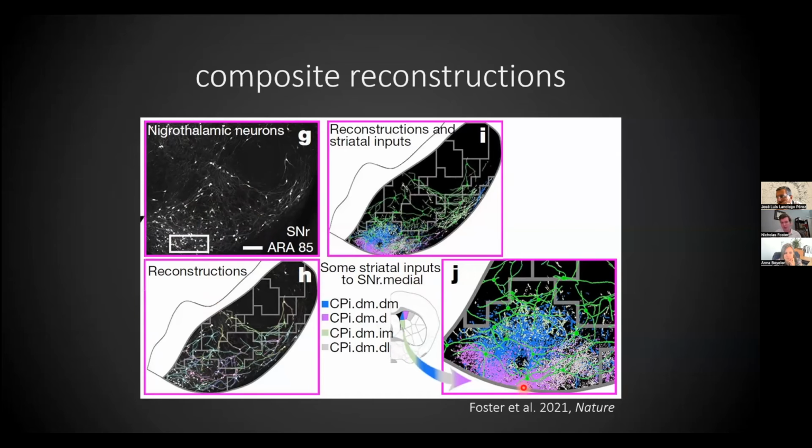So you can see 4 terminal fields here reconstructed from injections in these 4 regions of the dorsomedial striatum, colored blue, pink, tan, and gray. And putting this all together reveals some features of the functional architecture of the striatonigral pathway.